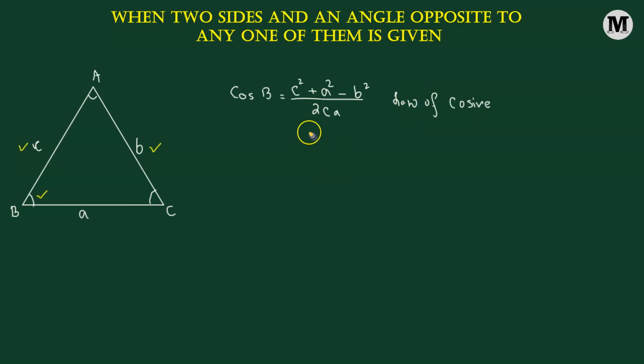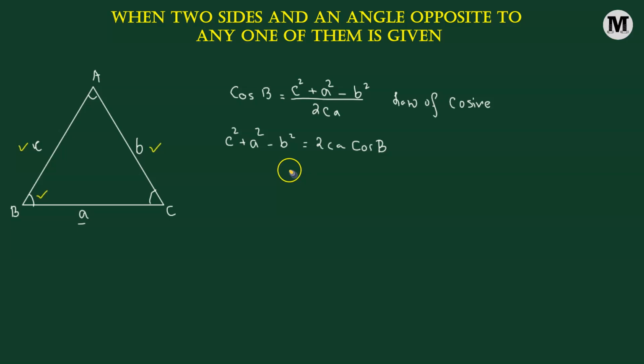Now with the help of this law of cosines, we'll try to find out the measure of the side a. So let's cross multiply. That should give us c squared plus a squared minus b squared equals 2 times c a times cosine of angle B. Fine. So let's say this is known.